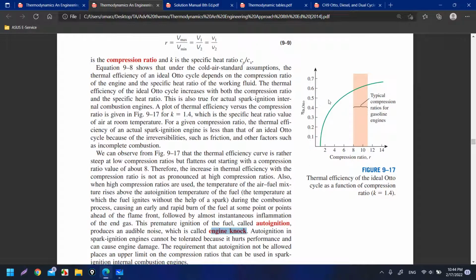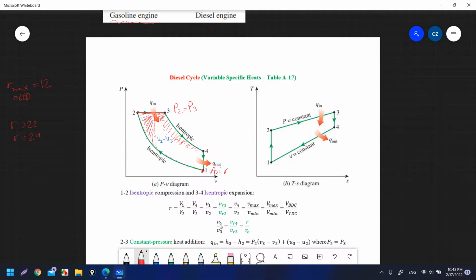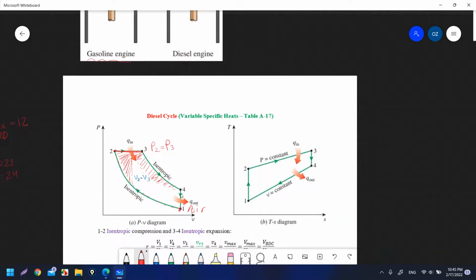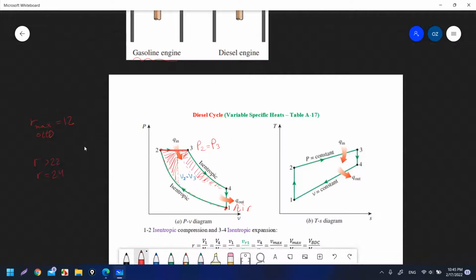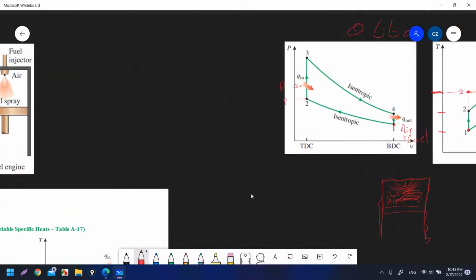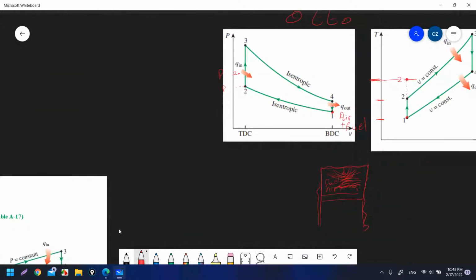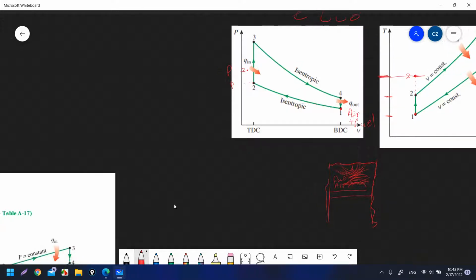That is for the theory question: what is engine knock, or explain why the compression ratio of the diesel cycle is higher than the Otto cycle. That is the reason: for the Otto cycle we have an air plus fuel mixture, but for the diesel we only have air, and then we inject the fuel. So that is the reason we can have a compression ratio higher than the Otto cycle, because the fuel will burn because of the auto ignition temperature. The fuel will burn by itself, without the need of a spark.